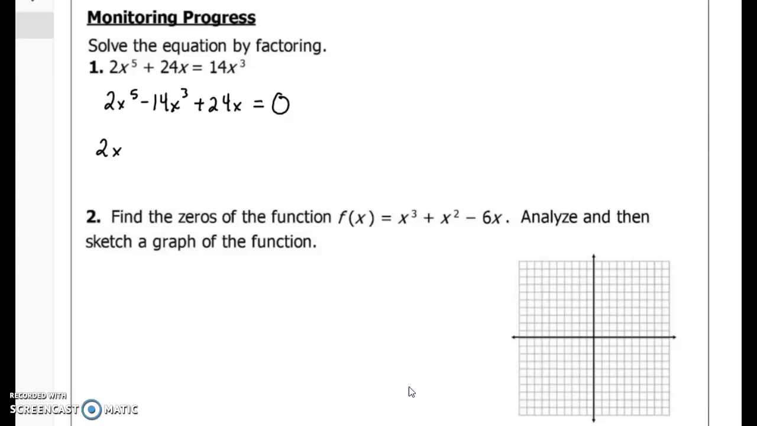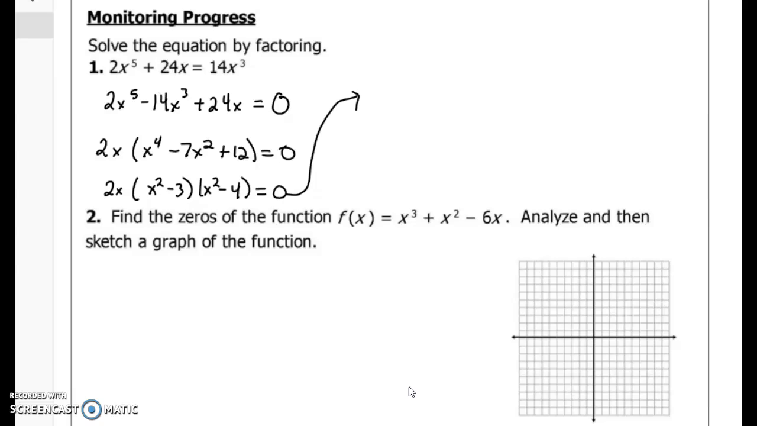So my GCF is 2x. That leaves me with x to the 4th minus 7x squared plus 12. Okay, so then you want to factor that. What multiplies to 12 and adds to -7? That's going to be a -3 and a -4. So I have x squared minus 3 and x squared minus 4.